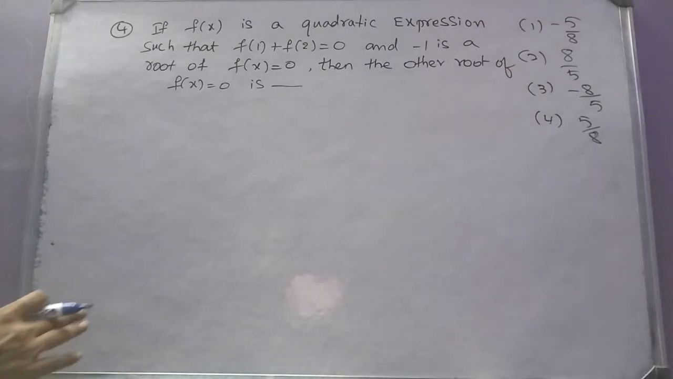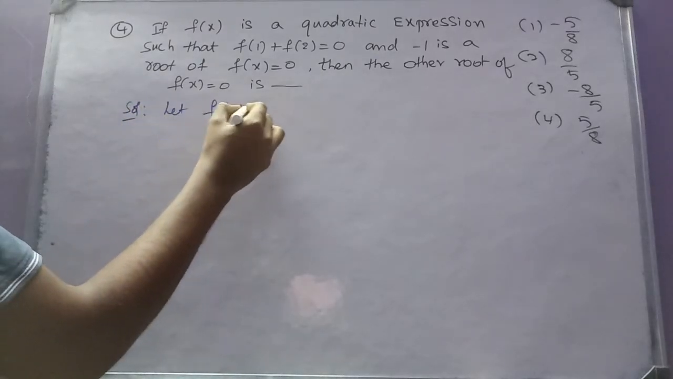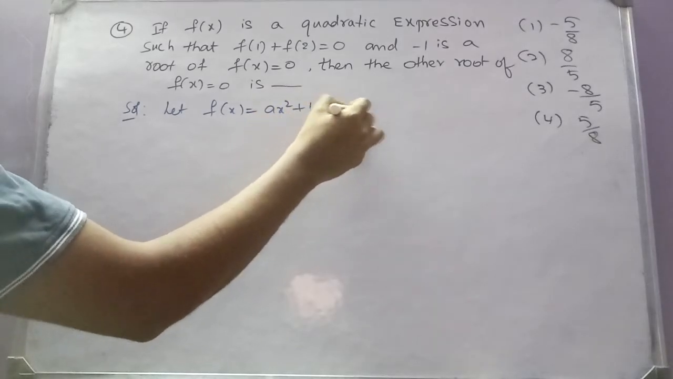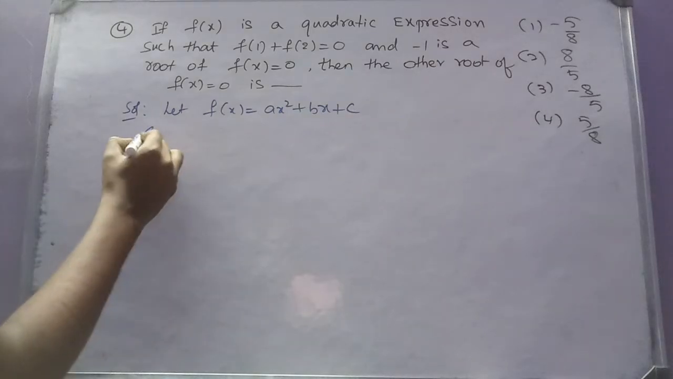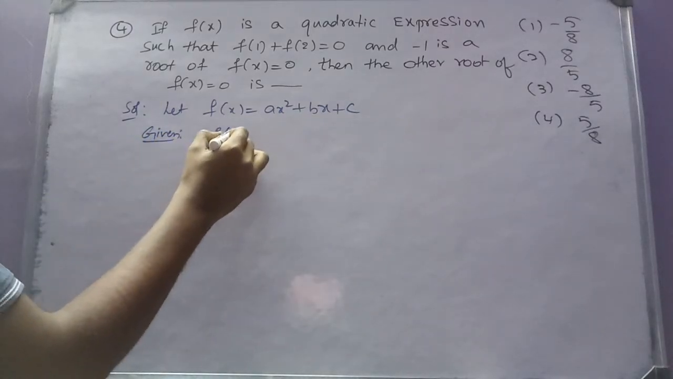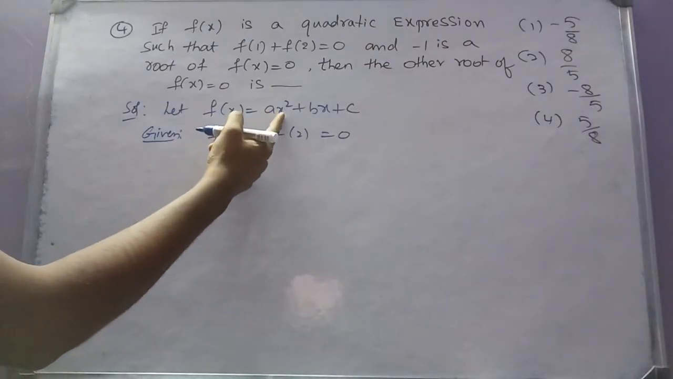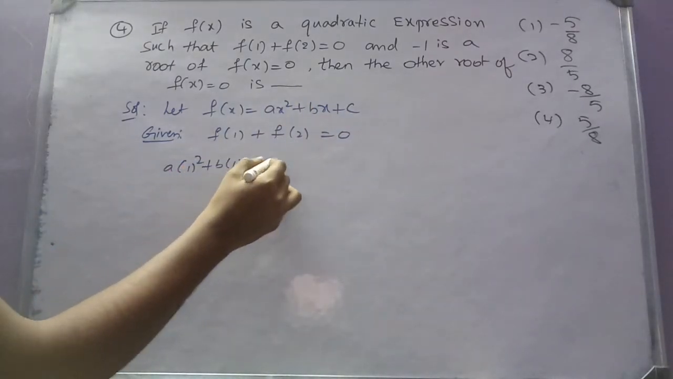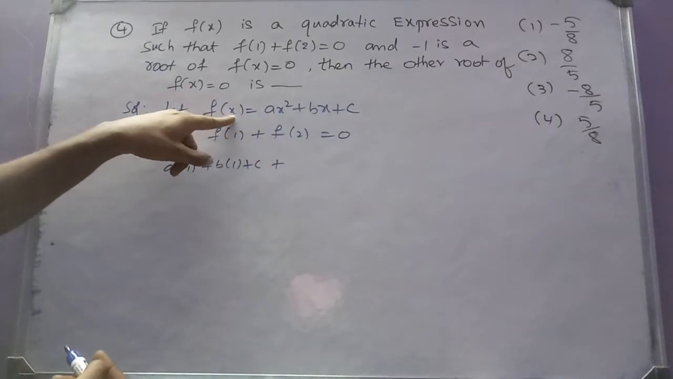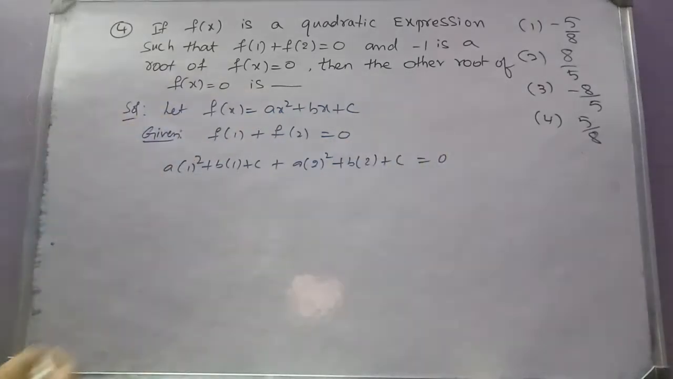Let us see. Since f of x is a quadratic expression, I'll consider let f of x is equal to ax square plus bx plus c. And they told that f of 1 plus f of 2 is equal to 0. So given f of 1 plus f of 2 is equal to 0. What is f of 1 here? A into 1 square plus b into 1 plus c. Correct? And f of 2 means a into 2 square plus b into 2 plus c. So it is equal to 0.